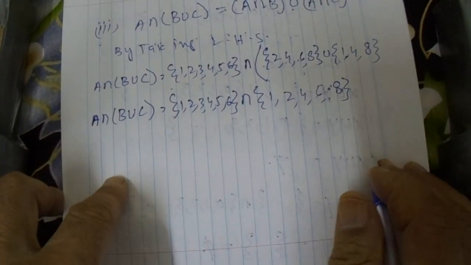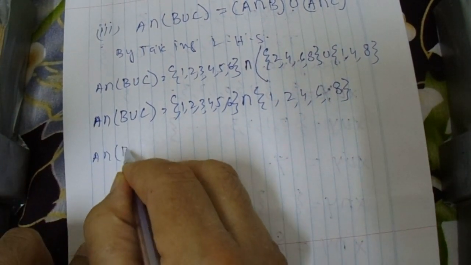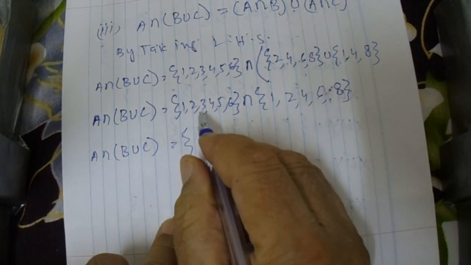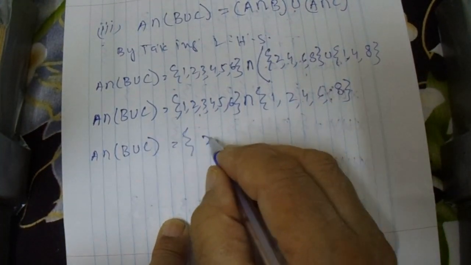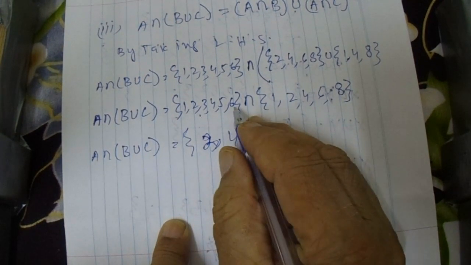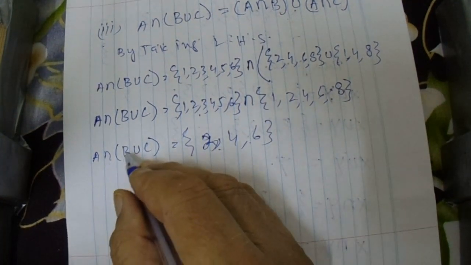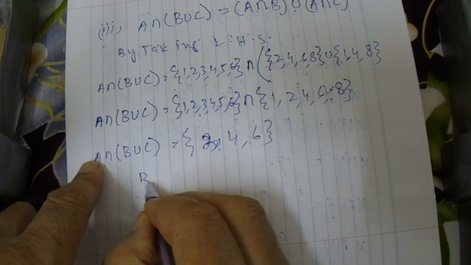Now we find A intersection (B union C). We write those elements which are common to both sets. Now 2, 4 and 6. So A intersection (B union C) is 2, 4, 6.